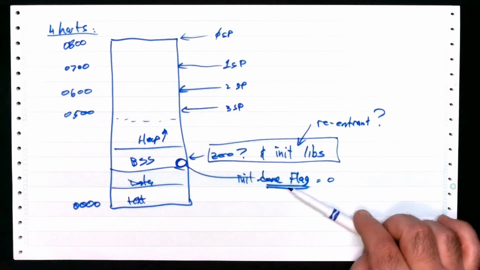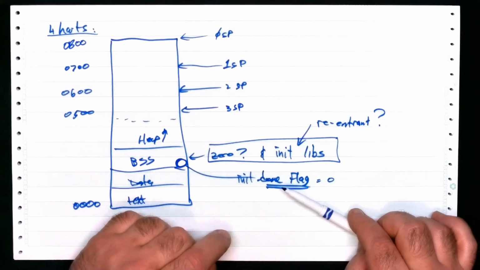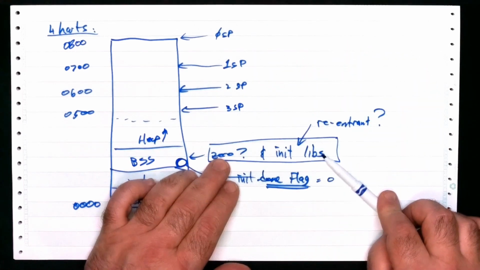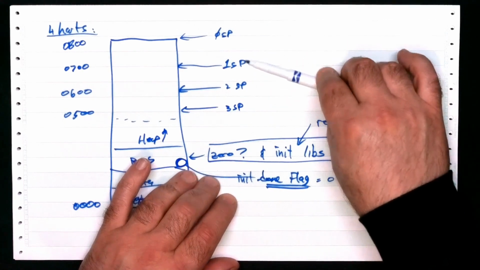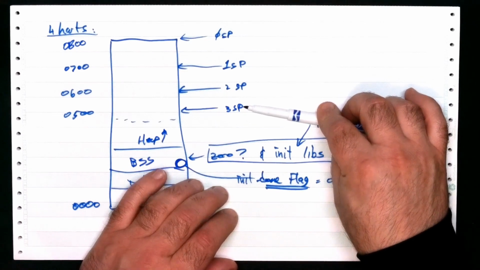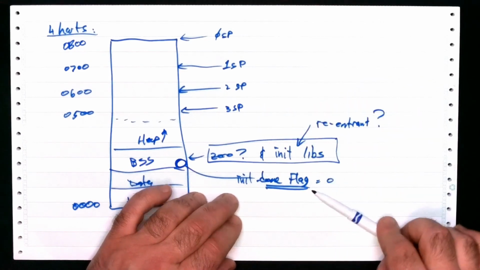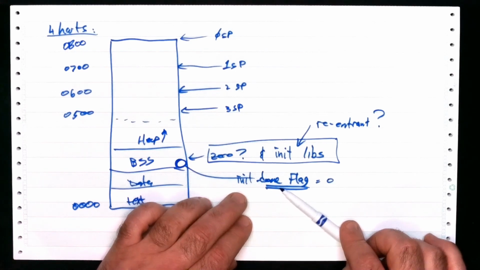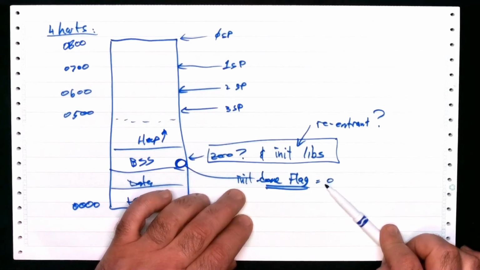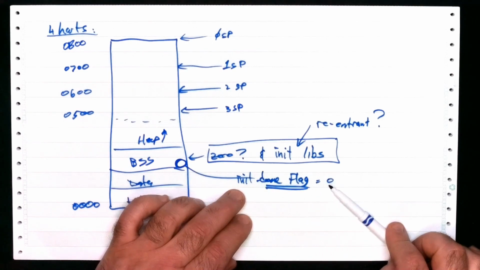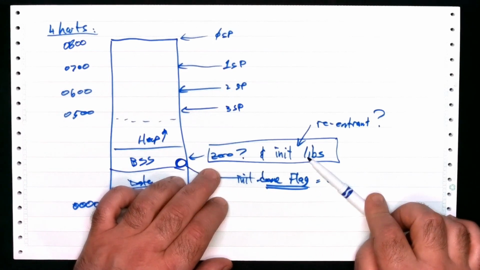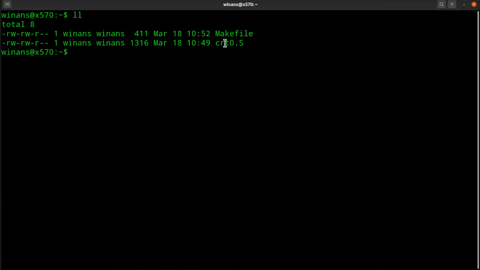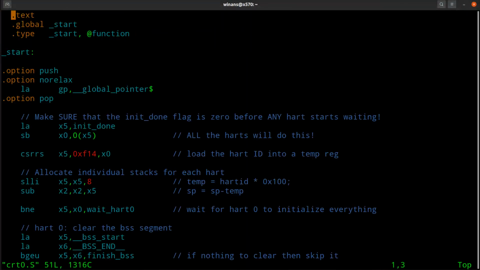Once this flag is set to 0, hart number 0 will proceed to do all these operations here. And any harts that have a non-zero ID number will continuously read this flag, waiting for it to become a non-zero value. When it becomes non-zero, they will assume that all the initialization code up here has completed. So let's look at that version of the code.